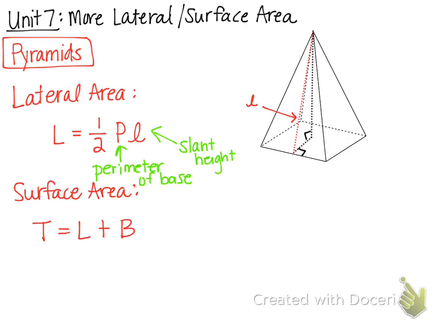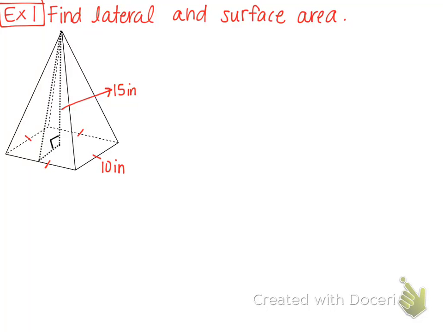And so for the total surface area, remember this is the lateral, plus the B, which is the area of the base. Now, the area of the base is going to vary depending on what kind of pyramid you have. So here's our first example.